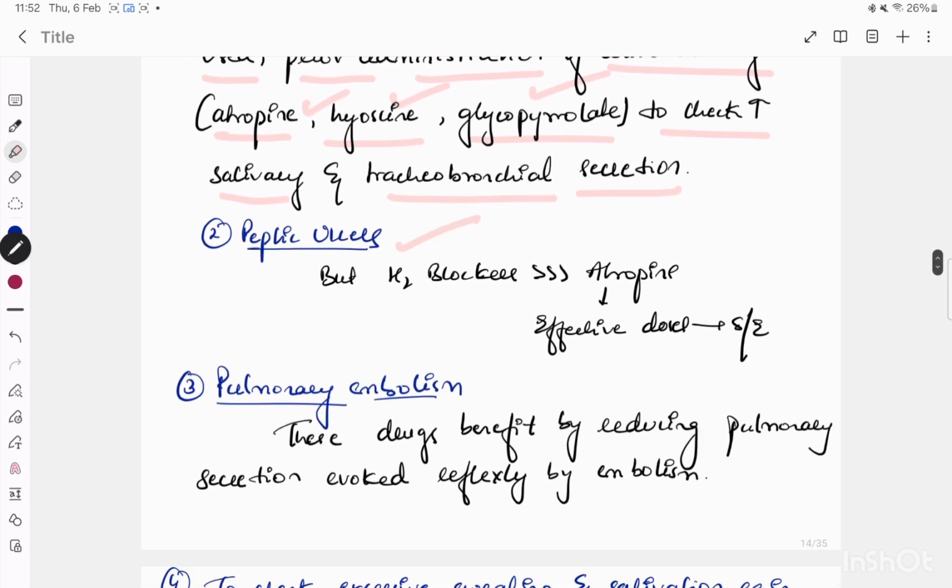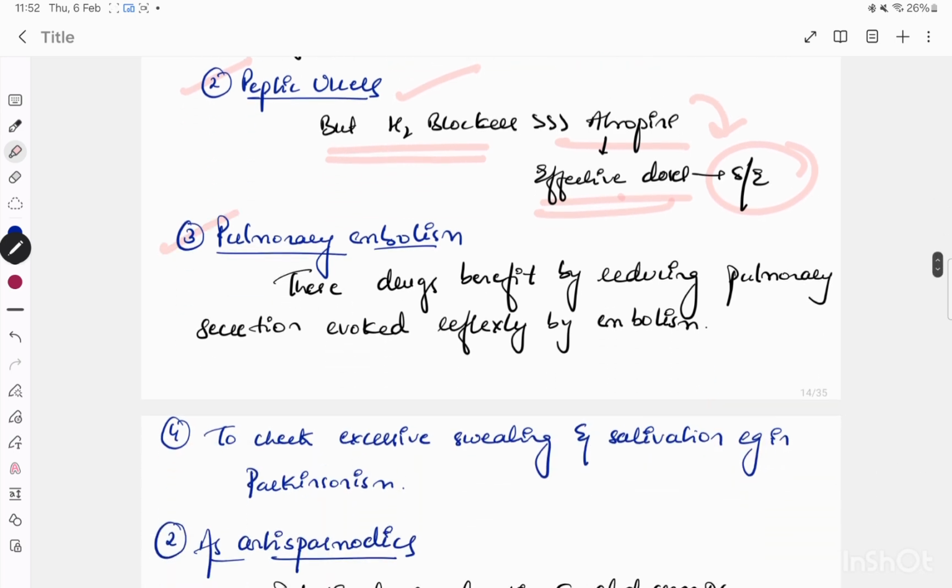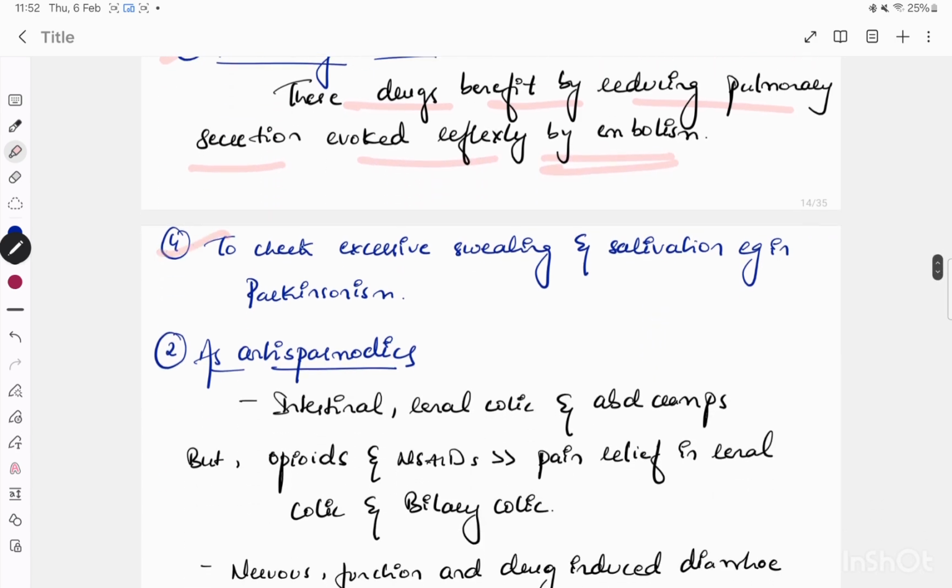Next, in peptic ulcers, they are used. The reason why is explained in the pharmacological action itself. But we use H2 blockers more than atropine, because effective doses of atropine cause many side effects. It is also used in pulmonary embolism. These drugs benefit by reducing the pulmonary secretion evoked reflexly by embolism. Next, it is used to check excessive sweating and salivation.